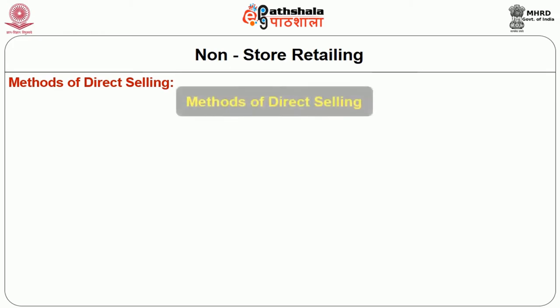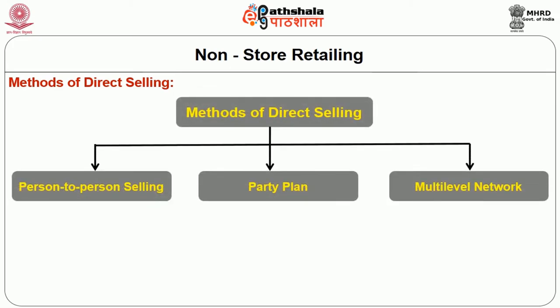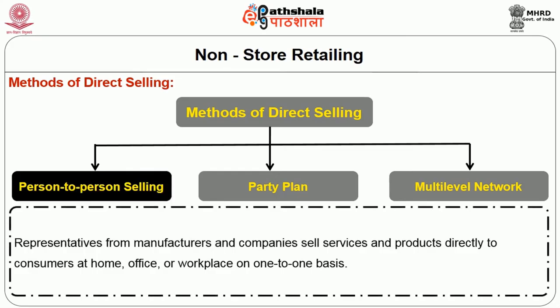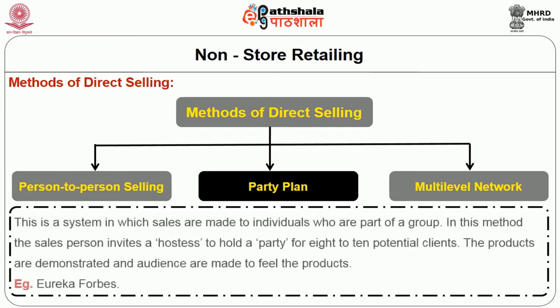Under methods of direct selling, three common methods are adopted. The first one is person-to-person selling. Under this, representatives from manufacturers and companies sell their services and products directly to customers at home, office, or workplace on one-to-one basis. And the next one is party plan.